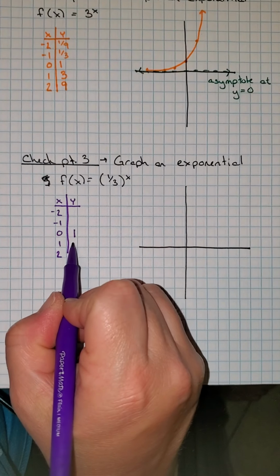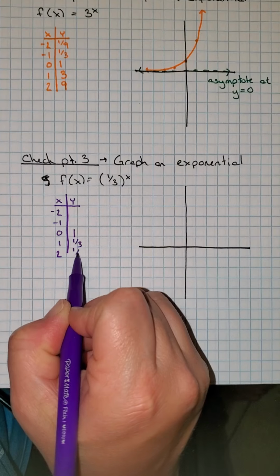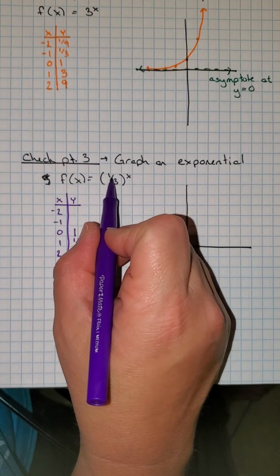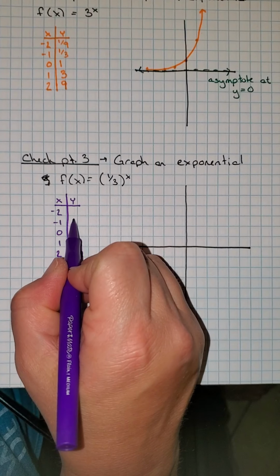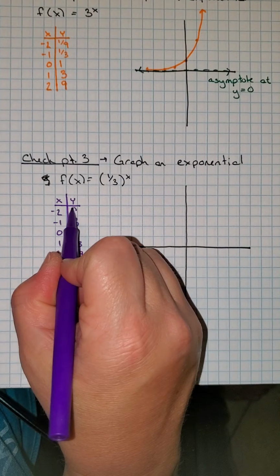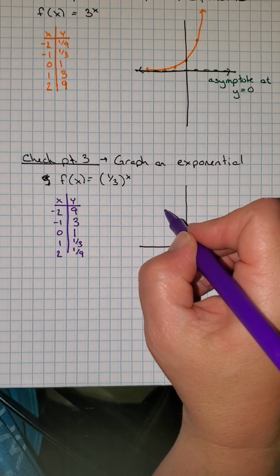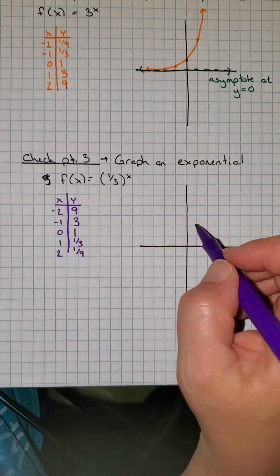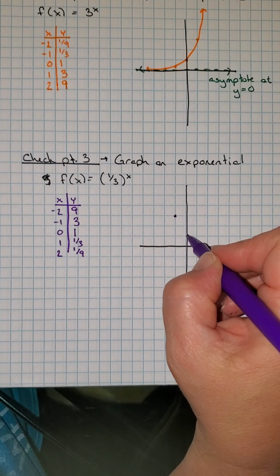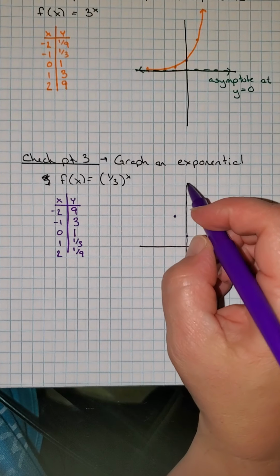Anything to the 0 is 1. 1/3 to the 1 would be 1/3. 1/3 to the second would be 1/9. So what happens when we flip this, 1/3 to the -1, it would become 3. 1/3 to the -2 would flip and become 9. So we have -2, 9. And it's way up there. -1, 3. 0, 1. 1, 1/3. And 2, 1/9.